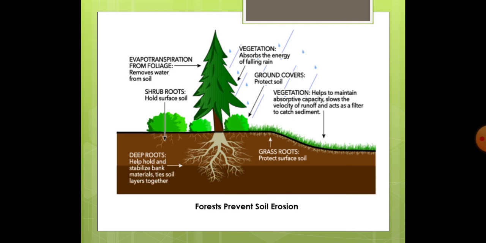Soil erosion is also prevented by the forest in a similar way, as I have spoken, that the water is absorbed by the trees and the ground level of the water is maintained. The roots of the grass, herbs, shrubs and trees all keep hold of the soil. They hold the soil tightly and they prevent soil erosion.